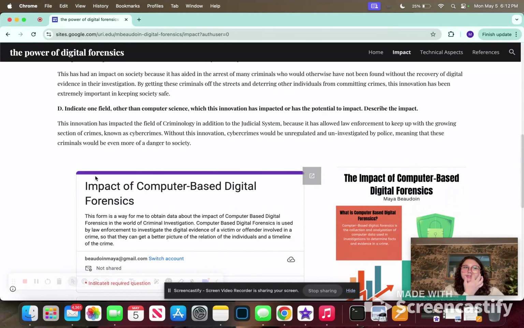So then for D, one field other than computer science that is innovative or that has the potential to impact. So obviously the innovation has impacted the field of criminology, specifically the judicial system as well, because it's allowed law enforcement to keep up with the growing section of cybercrimes. Without this innovation, cybercrimes would be completely unregulated and unable to be investigated by police, so the criminals would be a bigger danger to society.